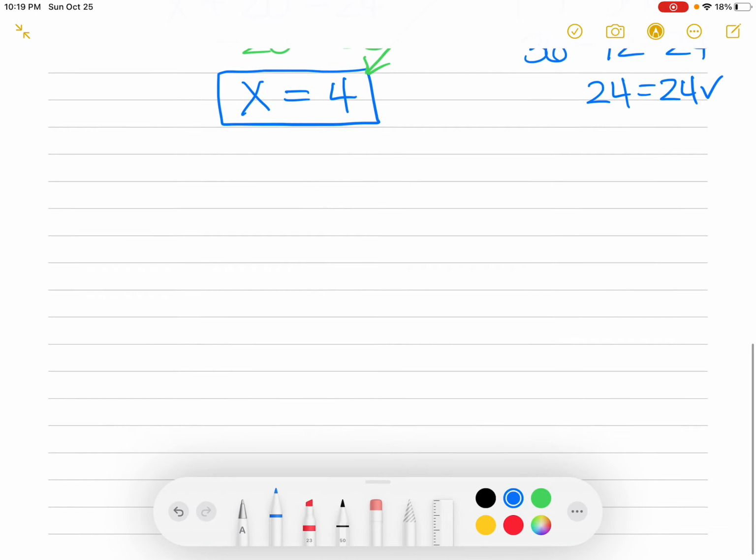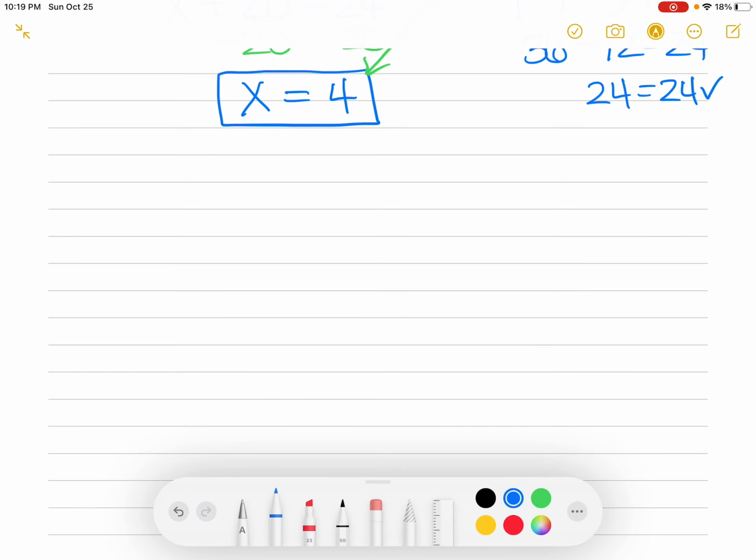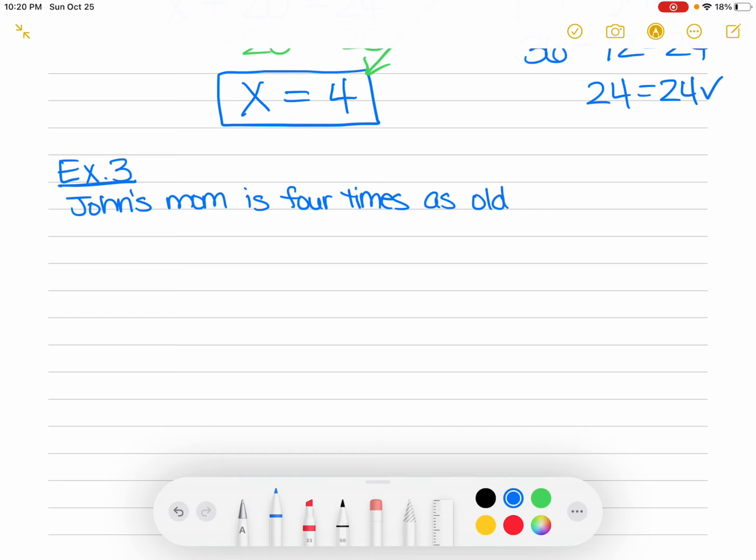Okay, the last example, let me make sure this is the last example. Yeah, the last example we're going to do is an actual word problem, and it's a very long word problem, but it is the example that's in the book. So let's go ahead and write it. We're going to say John's mother, let's abbreviate that to John's mom, is 4 times as old as John. Okay, John's mom is 4 times as old as John.